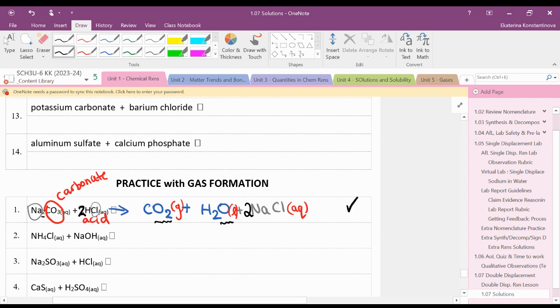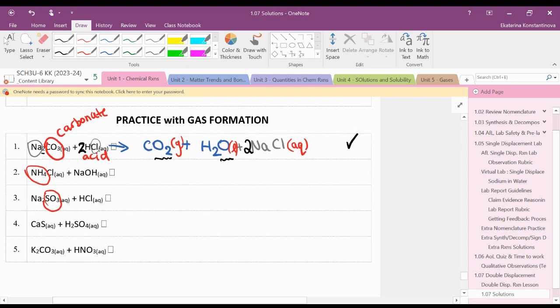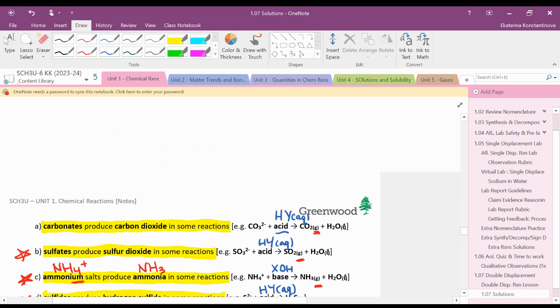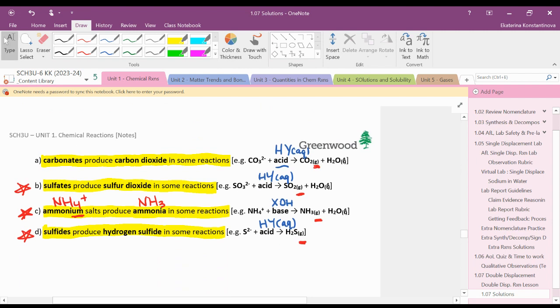Okay, so we're balanced, and I'm going to encourage you to continue trying the next. Again, gas formation is a little bit more challenging. You'll learn to recognize it. So notice here we have ammonium, right? One of your products will have to be ammonia. Here we have a sulfate, and so on. So do this practice, but refer back to this handy little helpful chart.